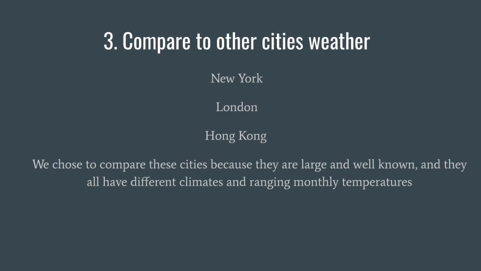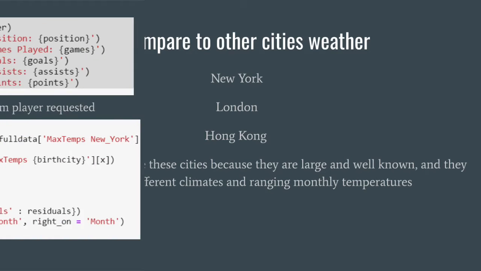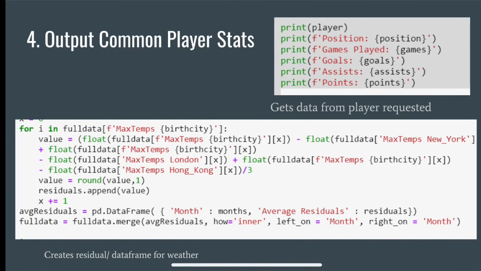We merge all the data together and then calculated the average residual of each city and the birth city and added it to the data frame so the user is able to compare the weather very easily. Lastly, in order to see how well the player has been performing, we print out 4 important stats of the player in the 2018 and 2019 season relating to his position and compare it to the average NHL player in that position. We place all the information into a bar graph so it is easily comparable.